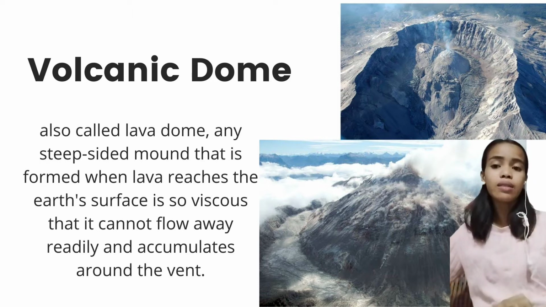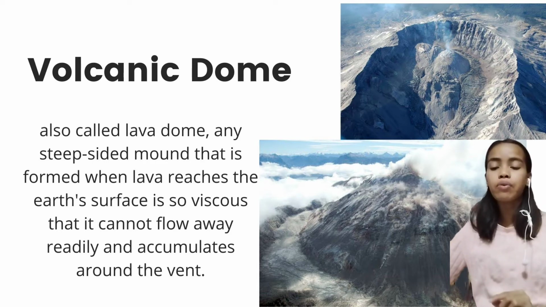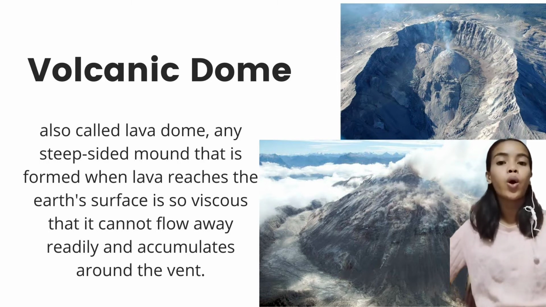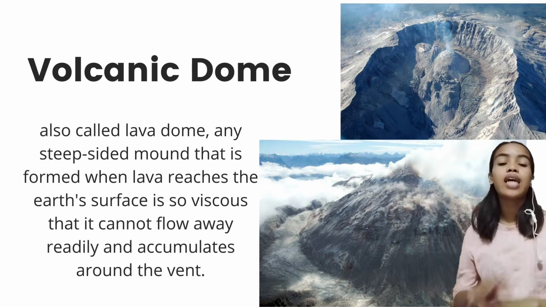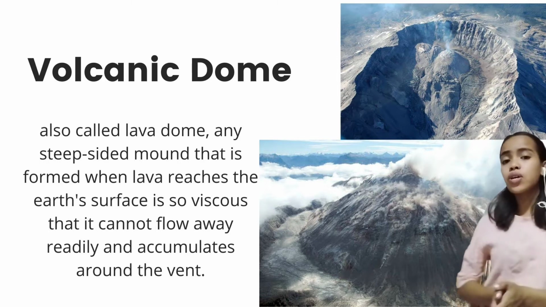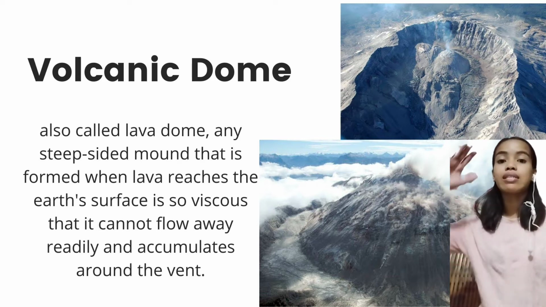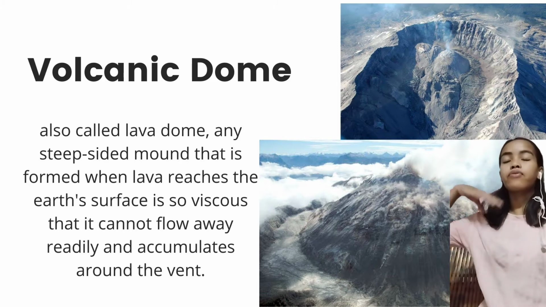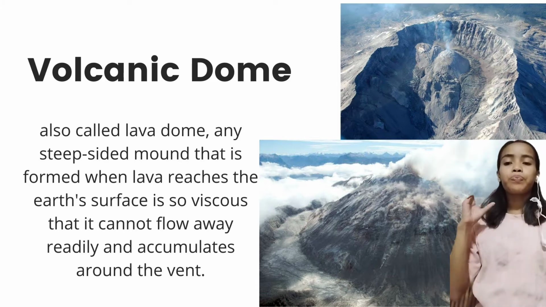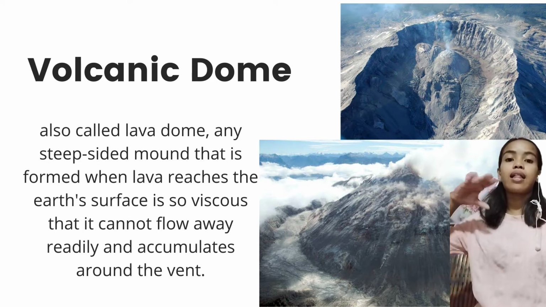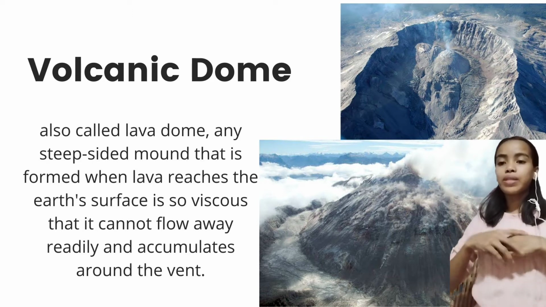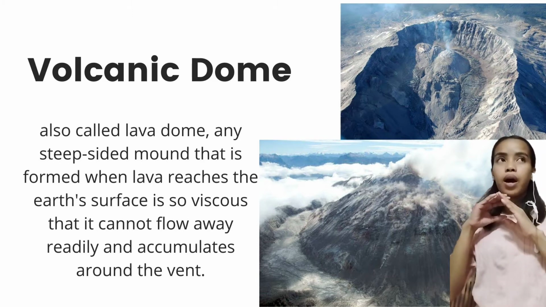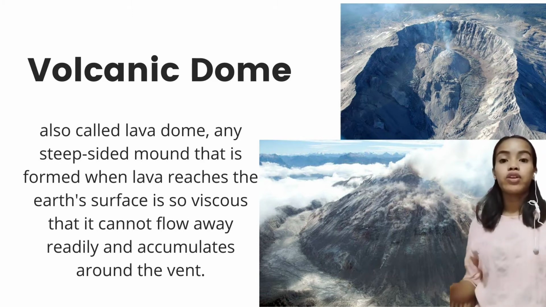Any steep-sided mound that is formed when lava reaching the Earth's surface is so viscous that it cannot flow away readily and accumulates around the vent. So as you can see here, the lava is inside the center of the volcanoes above. So here we have the lava. So it is called the volcanic dome just because there is no lava flowing in the body of the volcanoes.